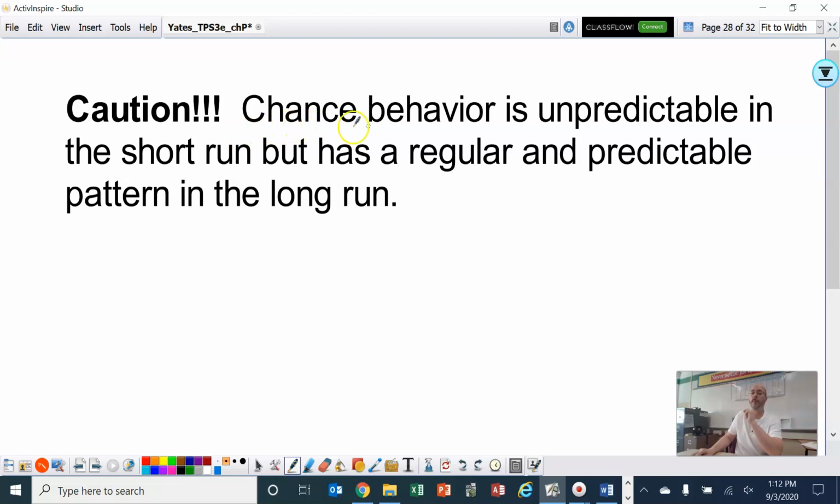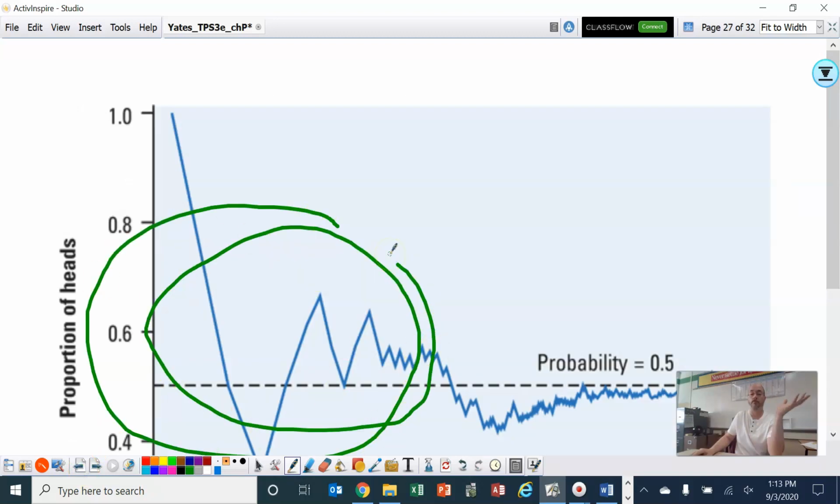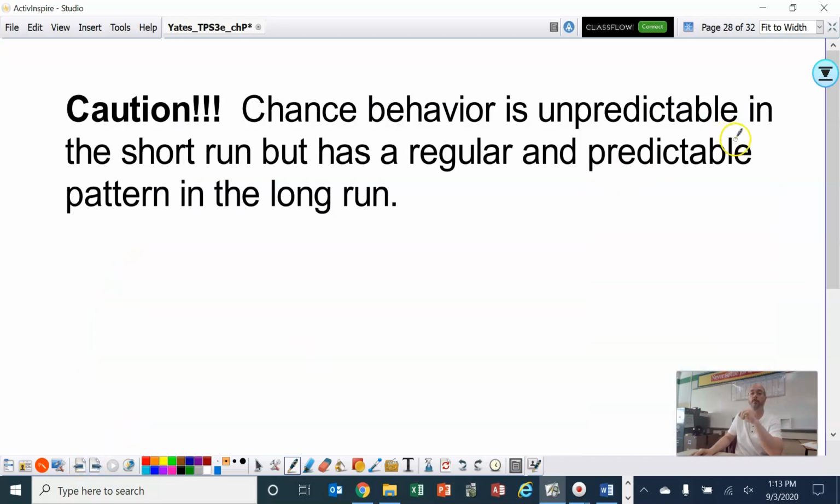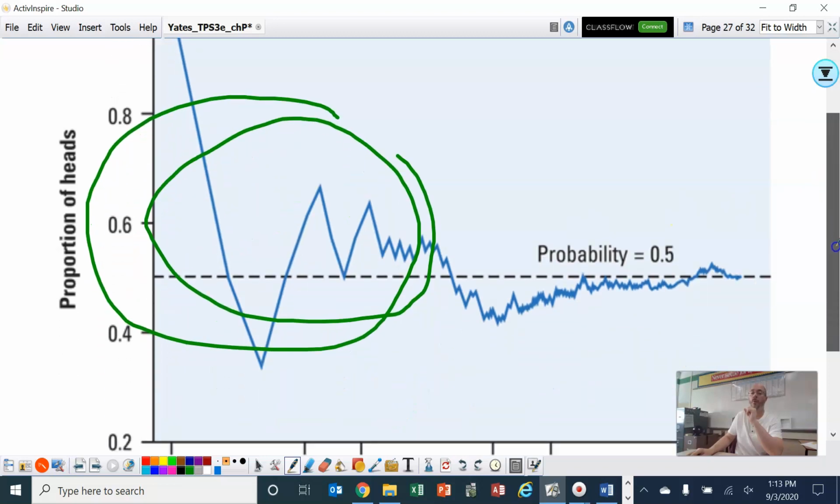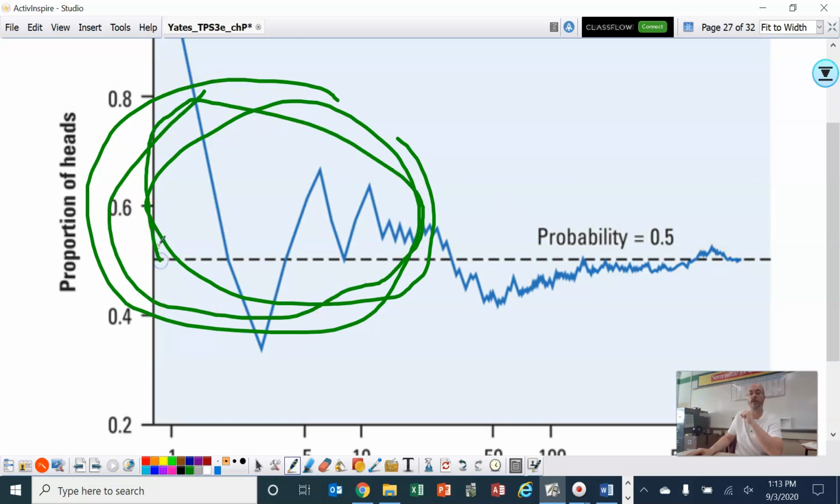Remember, chance behavior is unpredictable. At the beginning, ladies and gentlemen, it's very unpredictable. In the short run, it's very unpredictable. But if you keep going, there is a regular and predictable pattern in the long run. So I know that if I keep flipping a fair coin, eventually it's going to end up at about 0.5: 50% heads, 50% tails. But in the short run, it's very unpredictable. All right, let's move on.